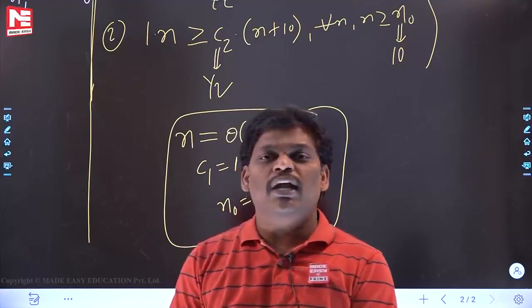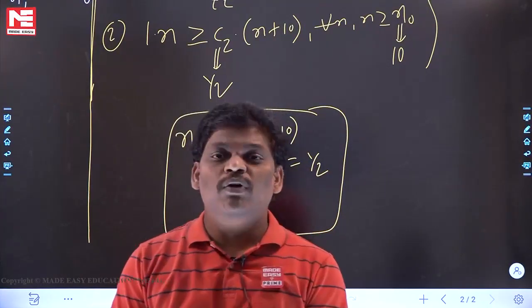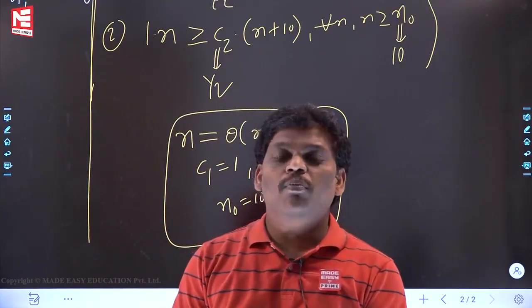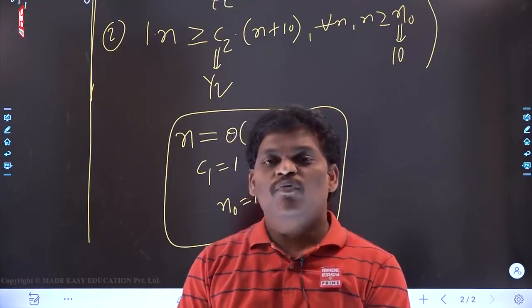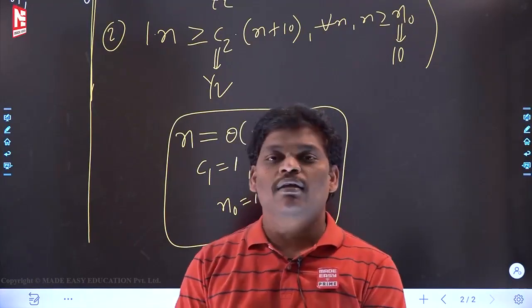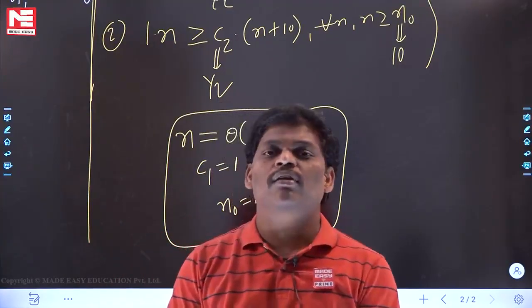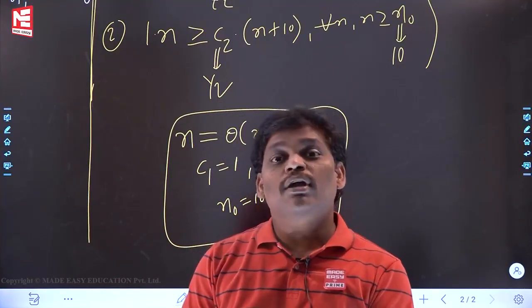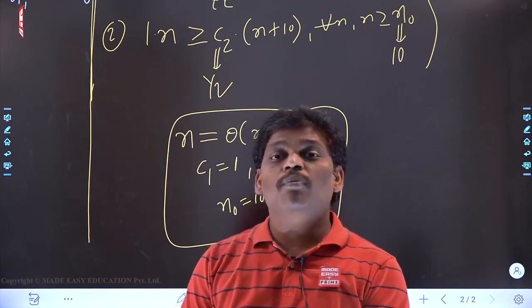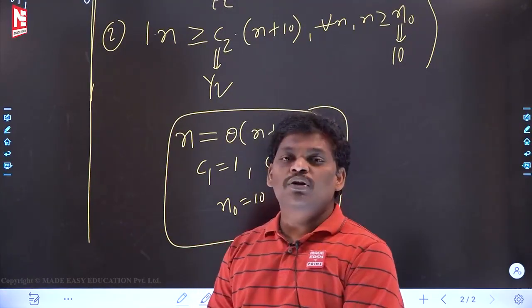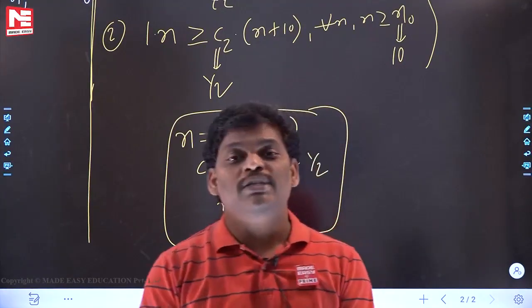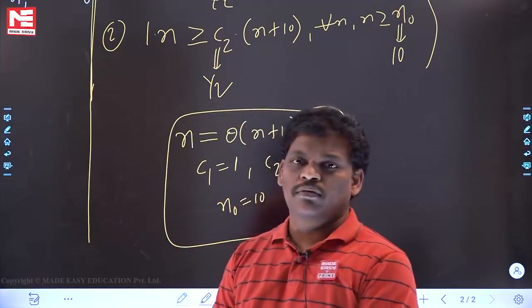What is the meaning? Big O is possible and omega is possible. Big O is possible for which constant? 1. Omega is possible for which constant? 1 by 2. From which place onwards are both working? 10 onwards. The first one is working from 1, the second one only from 10. Both are working from 10 onwards. If you are able to satisfy both big O and omega, then theta is possible.